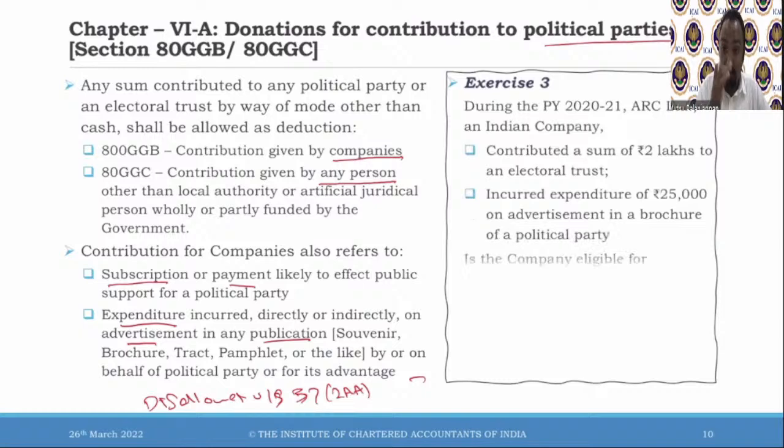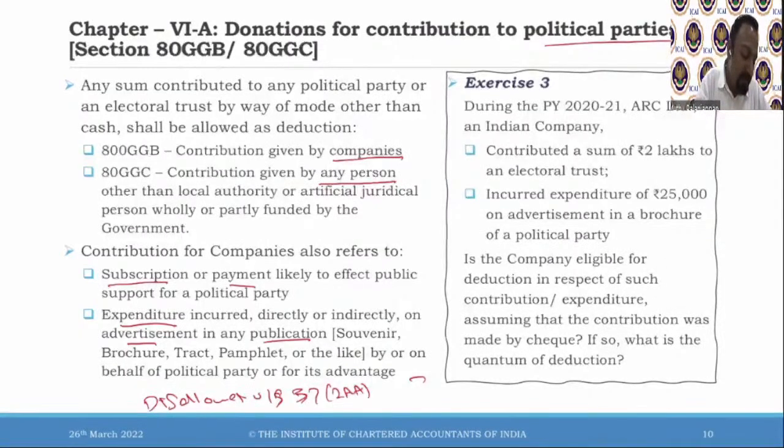We'll try to understand with a small exercise. ARC Limited, an Indian company, contributed 2 lakhs to an electoral trust. An electoral trust is also for the purpose of political parties only, so that is also accepted. It incurred expenditure of 20,000 for advertisement in a brochure of a political party. Is the company eligible for deduction in respect of the contribution, if expenditure was made by cheque? If so, what is the quantum of deduction? Basically both expenditures are allowed. So 2 lakh and 25,000. Only thing is this 25,000 should be disallowed in the provision under section 37(2AA). So the entire 2,25,000 will be allowed as a deduction. Any doubt about this?